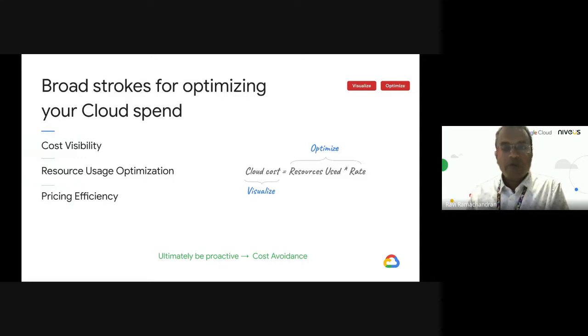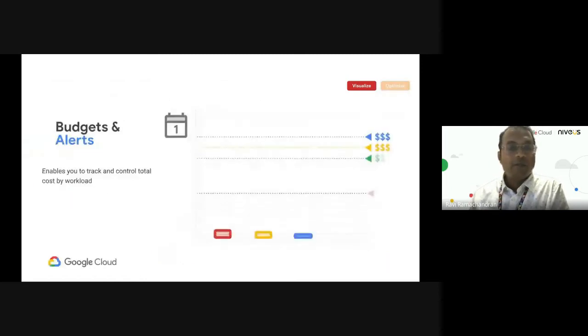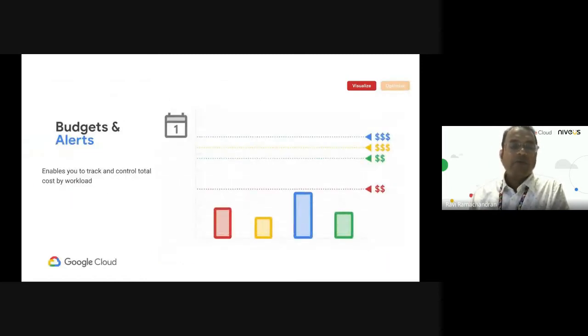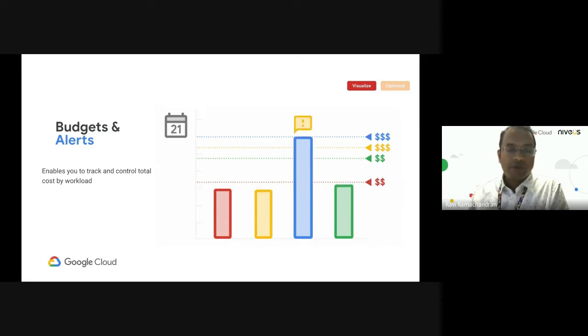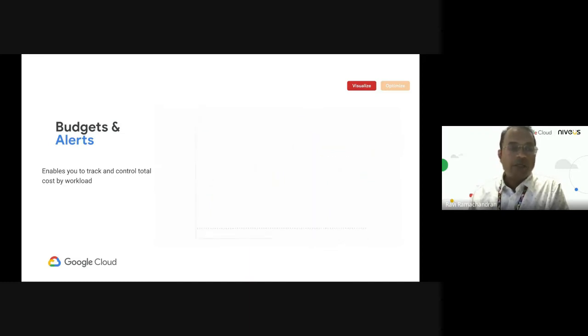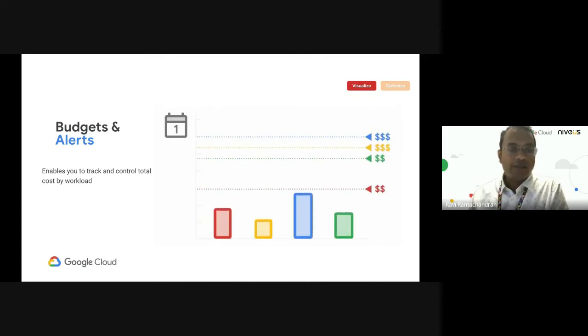To talk about visualization, the first thing is budgets and alerts. This is the key element around visualization. Each of the projects in the organization, as shown in different colors in the slide, can have a different budget set and alerts sent out to the project leads or the engineers involved, so that they understand what limit has been set and how they are consuming it, how they are faring.